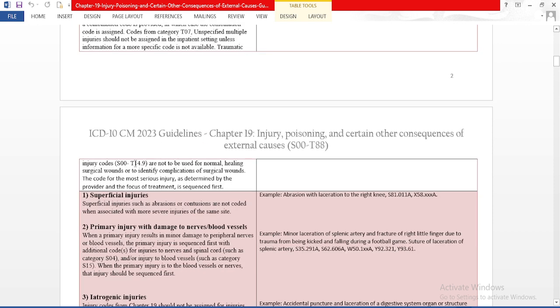Whenever there is no documentation, we can code T07. The traumatic injury codes S00.2, T14.9 are not to be used for normal healing surgical wounds or to identify complications of surgical wounds. The code for the most serious injury as determined by the provider and the focus of treatment is sequenced first. So whenever we have multiple injuries, we need to check which one is the serious condition and what is the focus of the treatment, which we need to code as the first or primary code.